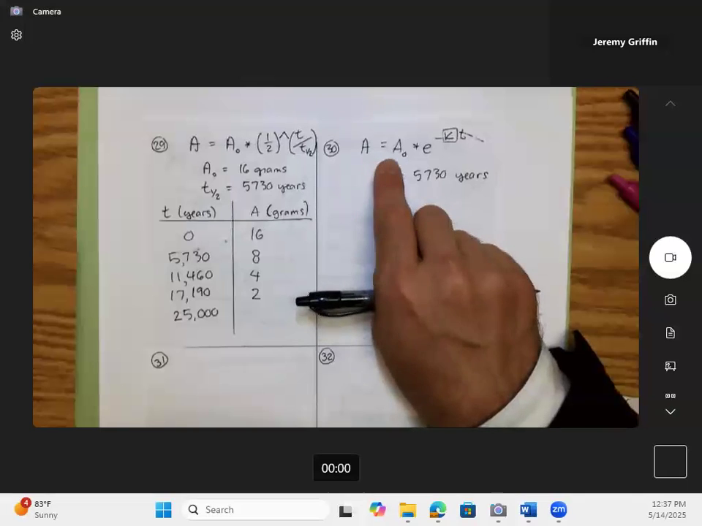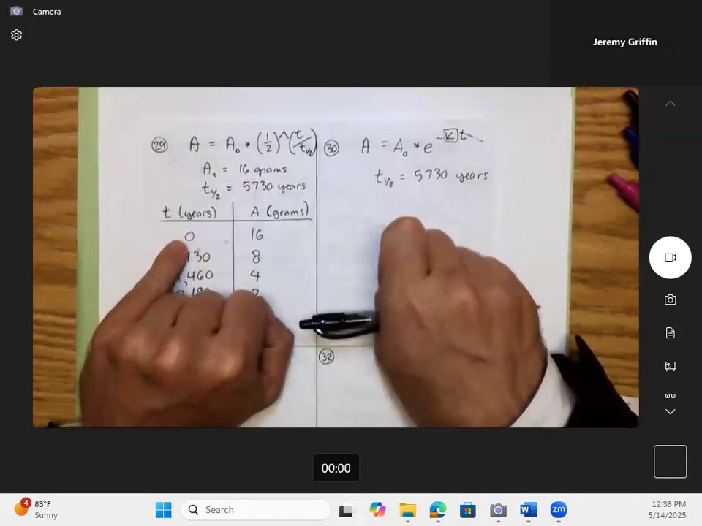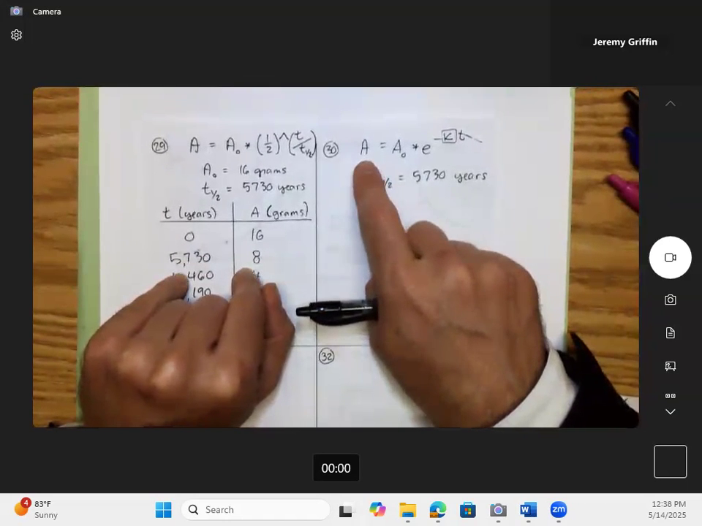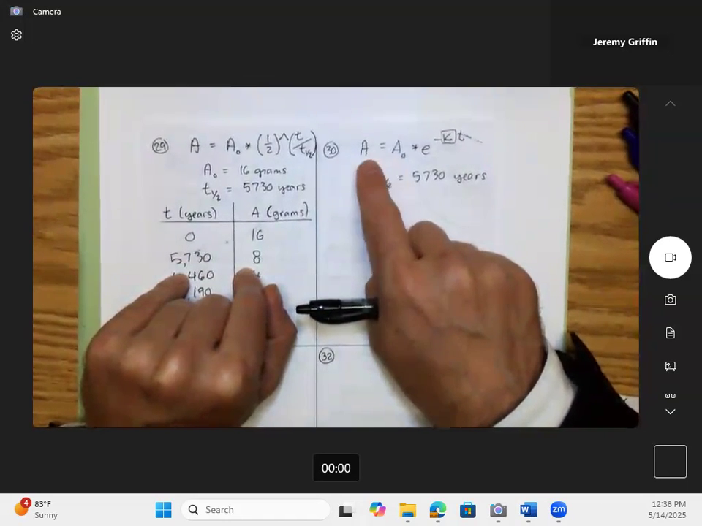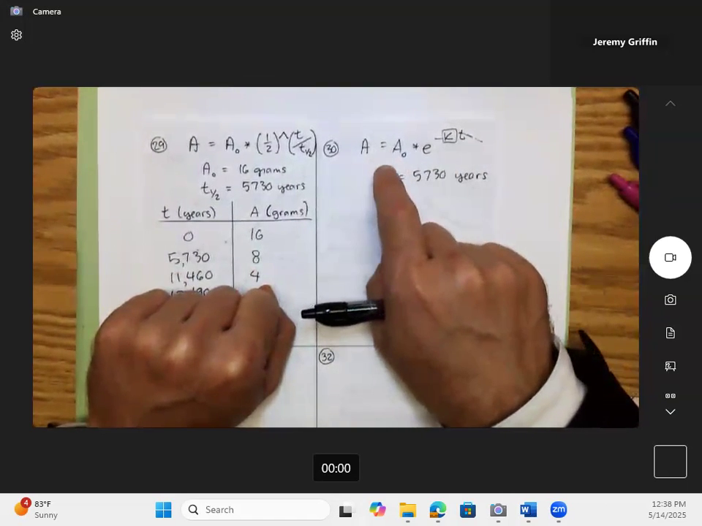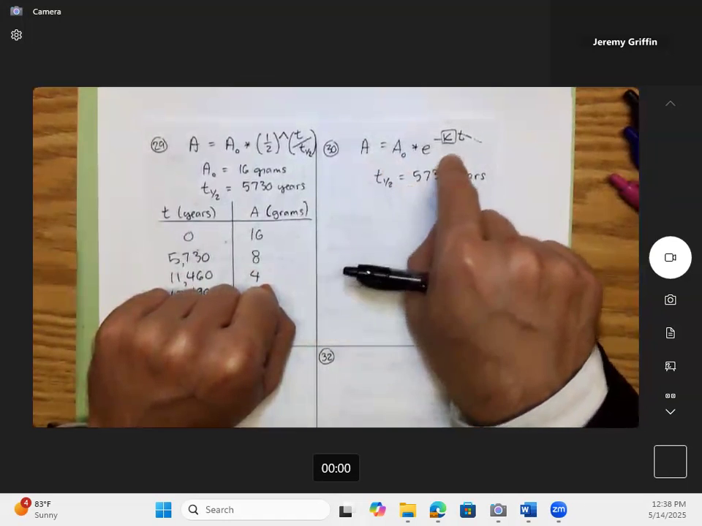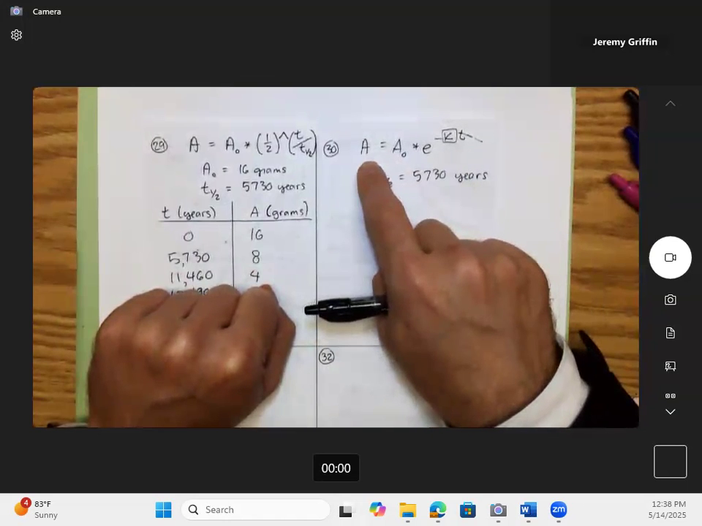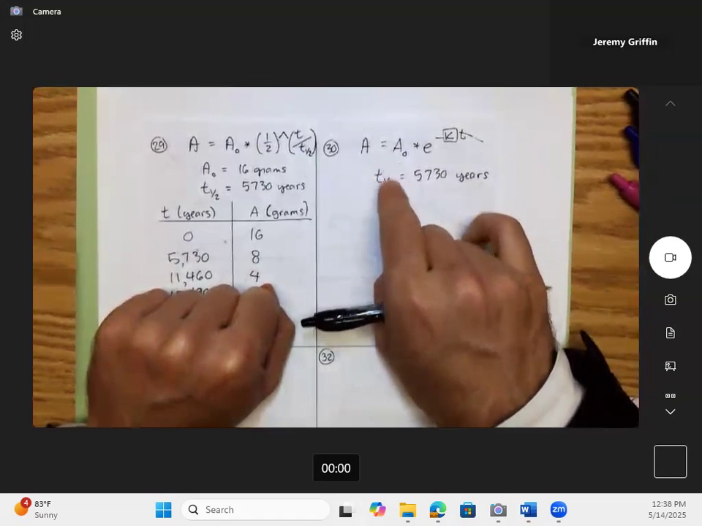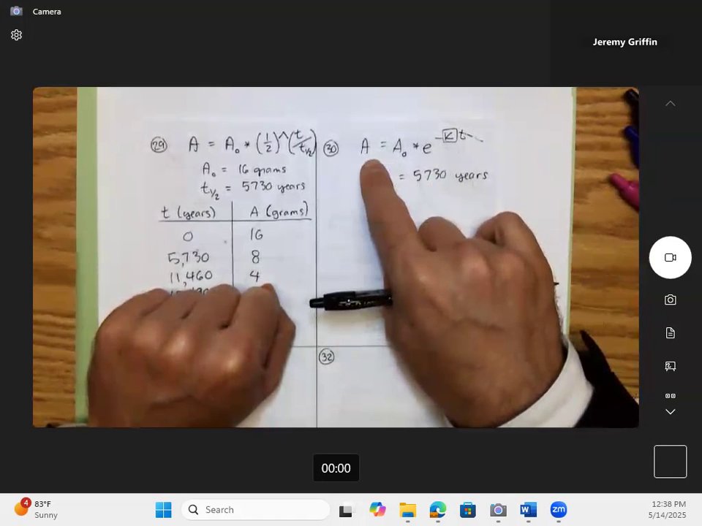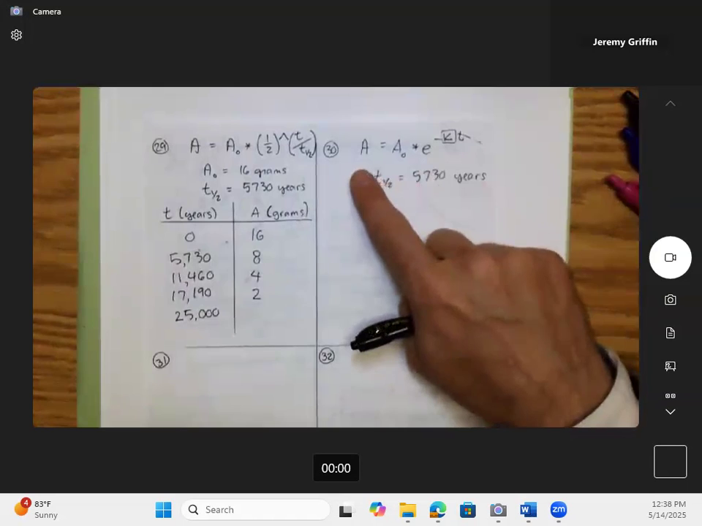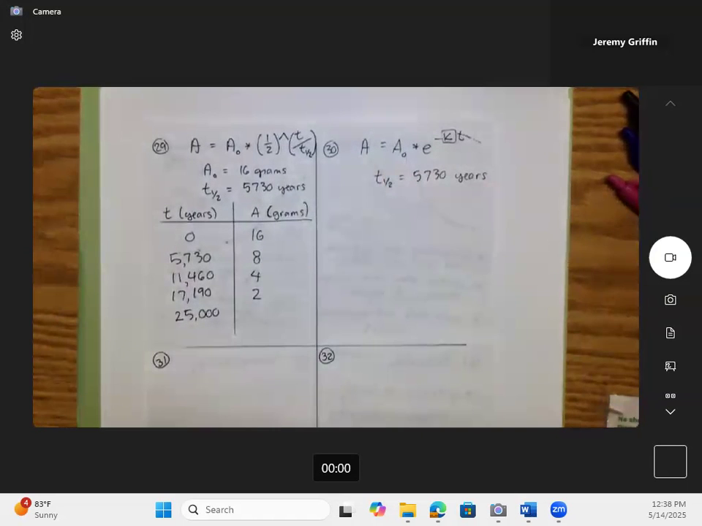Like, how about this? If you started with 16 grams, like you did over here, after one half-life, you should have how many grams? Yeah, 8. So 16 here would correspond to 8 here if you plugged in 5,700 years. What if you started with 10 grams and you plug in 5,700 years? Now you're down to what? 5. What if you plug in 22 grams and you plug in 5,700 years? Now you're down to what? 11. So the pattern is, if you plug in 5,700 years, what is A compared to A naught? Always. Yeah, it's always half, right?